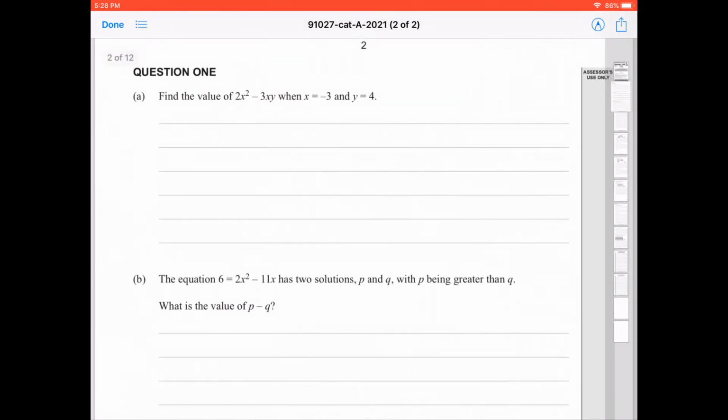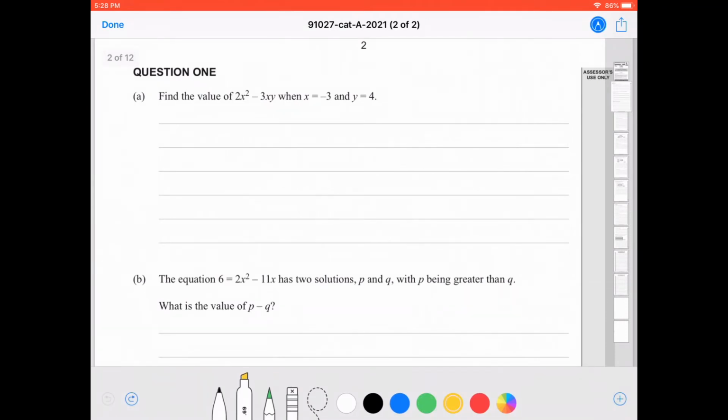So question 1, find the value of 2x squared minus 3xy when x equals negative 3 and y equals 4. So this question is a classic substitution question. We've got this expression 2x squared minus 3xy, and wherever we see x, we're going to substitute in negative 3, and wherever we see y, we're going to substitute in 4.